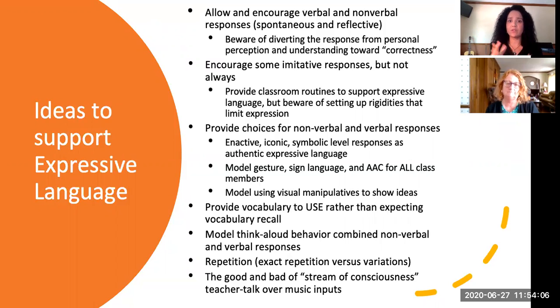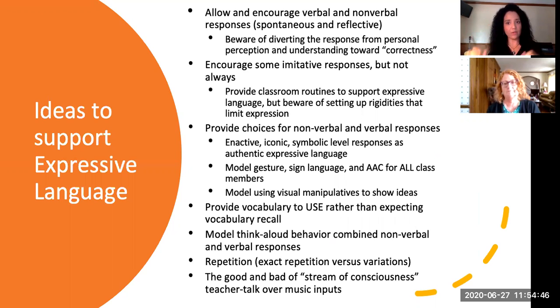So I'm just going to go through this somewhat quickly, looking at the main bullets: allowing and encouraging those nonverbal and verbal responses, encouraging some imitative responses, but not always, as we've said, providing choices for nonverbal and verbal responses, providing vocabulary to use rather than expecting vocabulary recall, modeling those think aloud behaviors combined with the nonverbal and verbal responses, repetition, again, exact versus the variations that you can provide, and then also the good and the bad of stream of consciousness teacher talk over music inputs. And so again, hopefully you can see some overlap there and how the behaviors actually interact with one another.